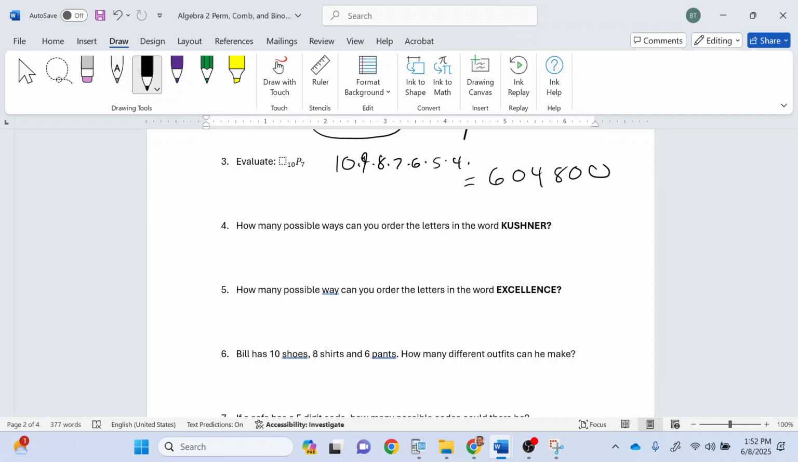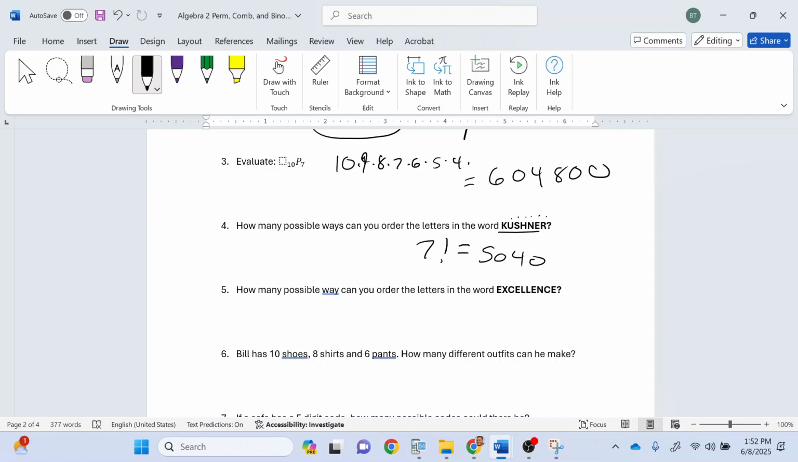All right, how many ways could you order the letters in the word Kushner? You look carefully. Kushner has no repeated letters, so it's 1, 2, 3, 4, 5, 6, 7. It's 7 factorial. So 7 times 6 times 5 times 4 times 3 times 2 times 1. That's going to be 720 times 7, which is 5040.